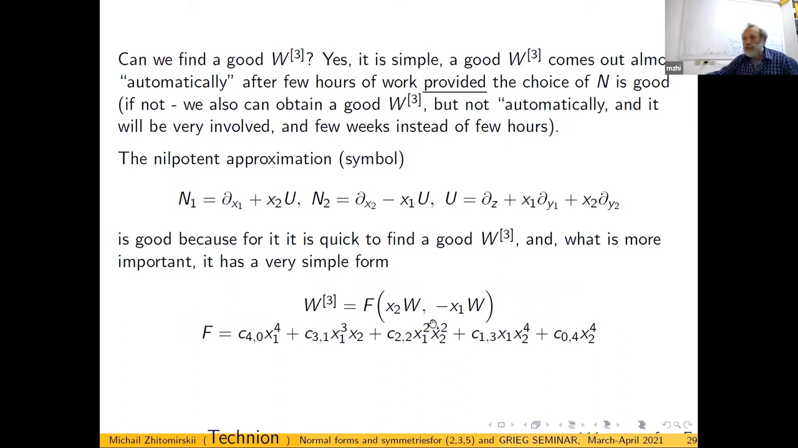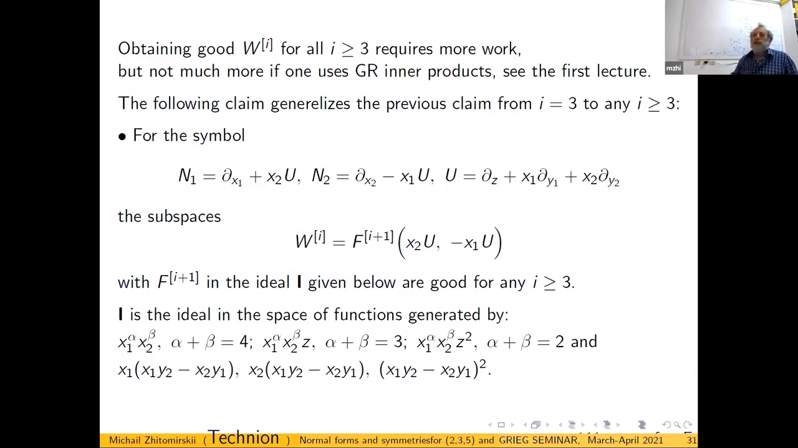Here it was very simple. It lives in the space of all homogeneous degree four polynomials which depend only on x1, x2. And here it is more involved, but it is doable and not that hard. What can be expected is that it should belong to a certain ideal. And this ideal is as follows. It is generated by monomials x1^alpha x2^beta of usual degree four, then z times x1^alpha x2^beta homogeneous of degree 3, z squared times x1^alpha x2^beta homogeneous of degree 2, and also this function, x1 times y2 minus x2 times y1, and the same function squared. This function plays a crucial role for me. It is very, very important. I will explain later how it appears in a natural way.